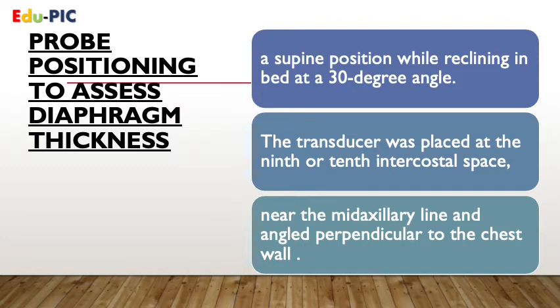And here we will talk about the second approach, through which we assess the diaphragm thickness, which is very important to predict the ventilator-induced diaphragmatic atrophy. The probe positioning to assess diaphragm thickness: first, supine position while reclining in bed at a 30-degree angle. The transducer was placed at the 9th or 10th intercostal space near the mid-axillary line and angled perpendicular to the chest wall.